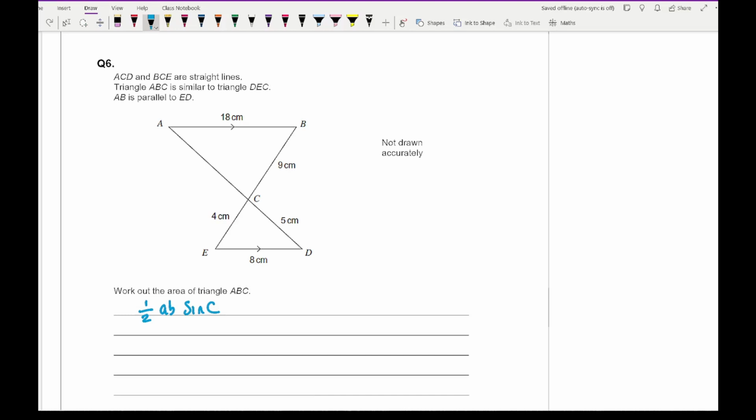Now the reason why it's similar tells me that this angle here is going to be the same as this angle here. So what I'm then going to do is use the cosine rule to work out what this angle here is. So let's just call that x. So to work out x, let's call that capital A, so that's going to be little a, got b and c. So then to work out x, it's going to be cos x equals 4 squared plus 8 squared minus 5 squared all over 2 times 4 times 8.